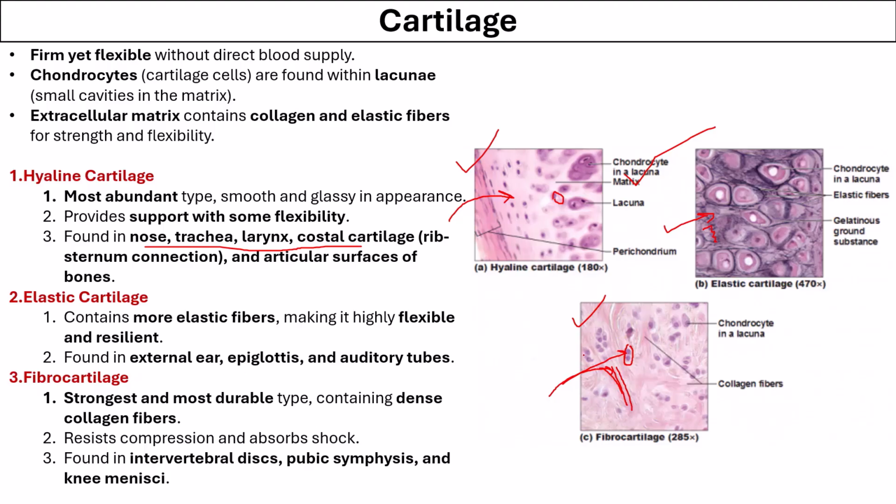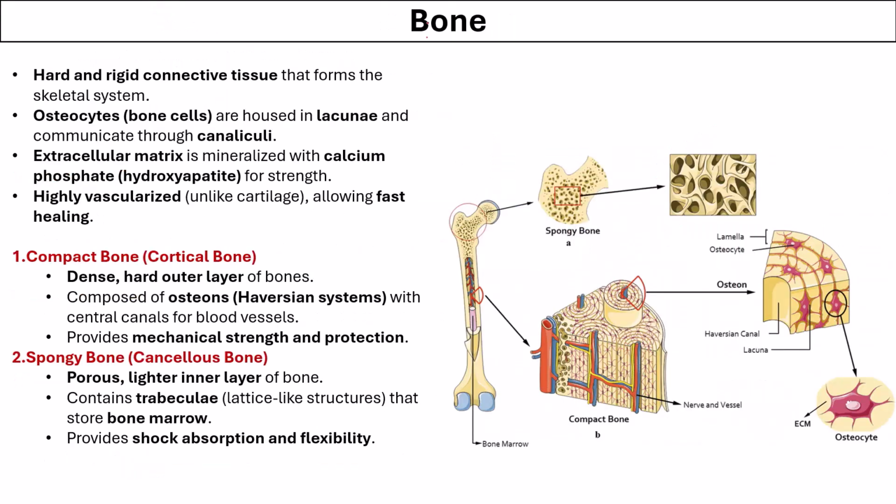The fibrocartilage is the strongest and the most durable form of cartilage. It has a very dense arrangement of collagen fibers in the form of bundles, and it can resist a lot of compression and shock. So this kind of connective tissue would be required in our spinal column. It is present in the intervertebral discs, in our pubic symphysis, which helps in childbirth, and in our kneecaps.